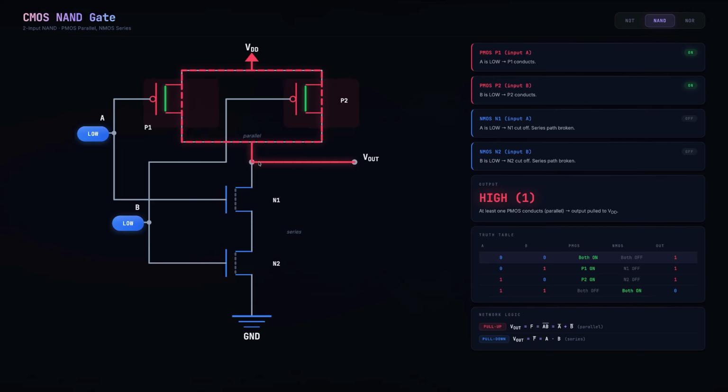So what you should notice here is that on the output side, where we're trying to make V out drive up to VDD, so right here on the pull-up side, V out is equal to F, which is the NAND function. So the NAND function is A B with a bar over the top. And later on, you'll learn that this is, by De Morgan's theorem, equivalent to A bar or B bar.